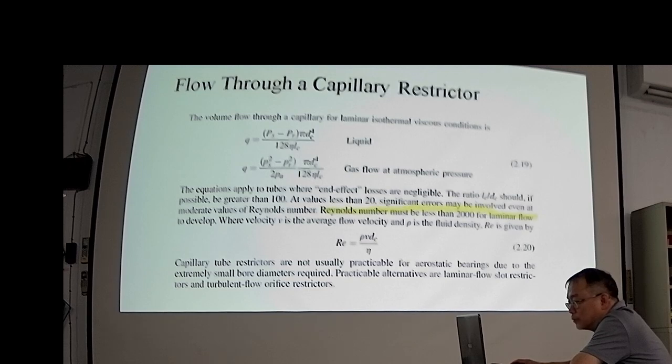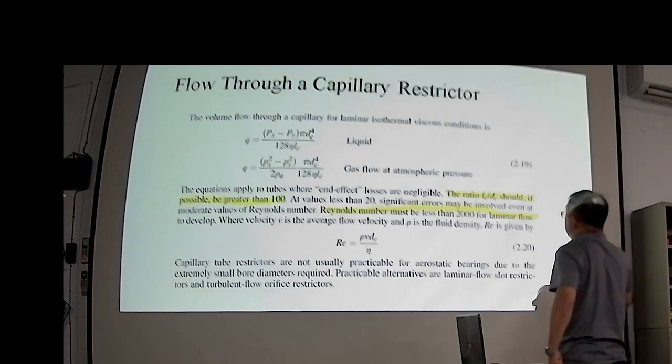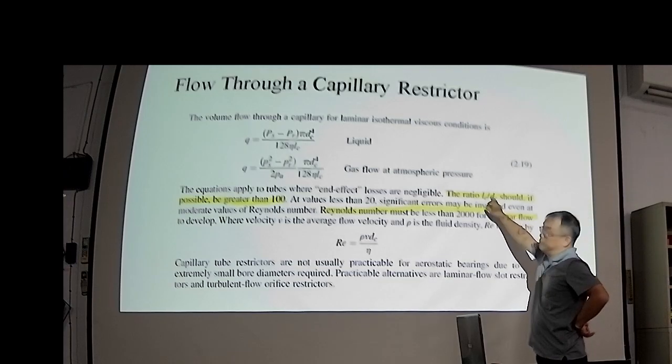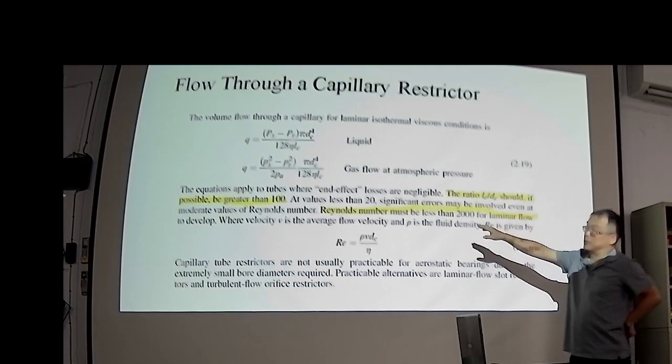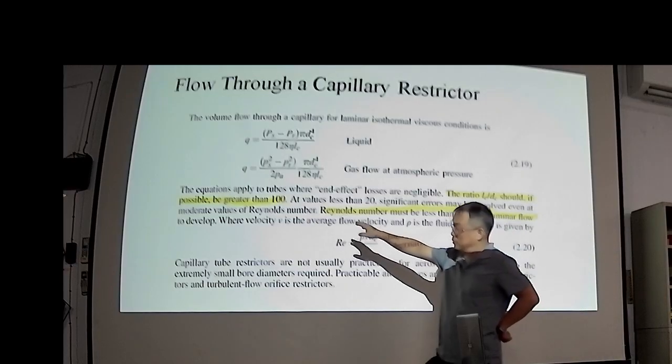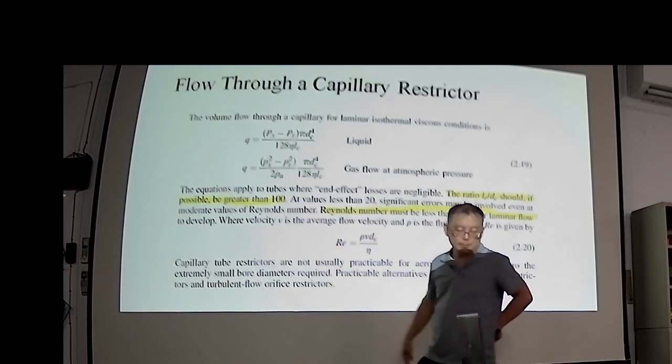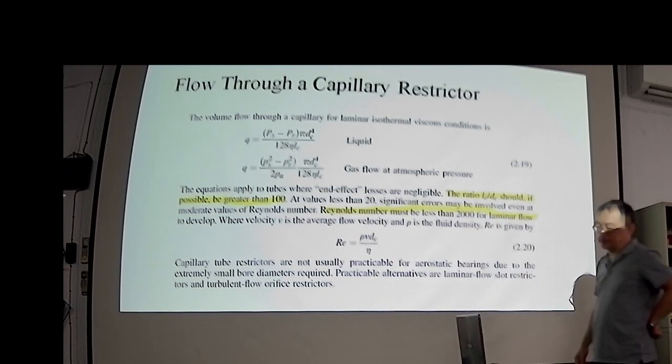And we also have another constraint for the capillary restrictor. The ratio of the length of the capillary restrictor divided by the diameter of the capillary restrictor should be greater than 100. This is the constraint for the restrictor.